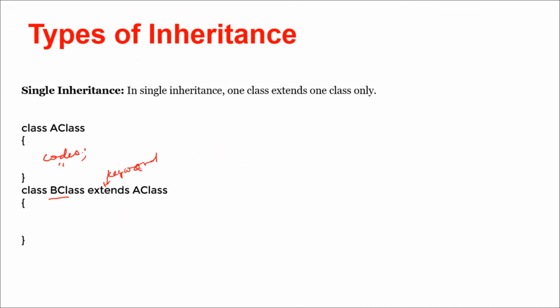Now here is the extends keyword, with class A. So class B extends class A. Whatever the properties inside this class, they will come to this class. So this is called single inheritance.